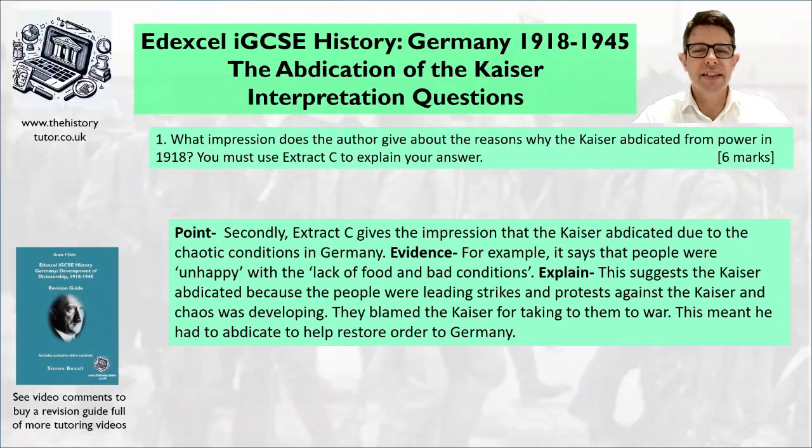Okay, so here's what I've said then. So secondly, extract C gives the impression that the Kaiser abdicated due to the chaotic conditions in Germany. For example, it says that people were unhappy with the lack of food and bad conditions. This suggests the Kaiser abdicated because the people were leading strikes and protests against the Kaiser. Chaos was developing. They blamed the Kaiser for taking them to war. This meant he had to abdicate to help restore order to Germany.